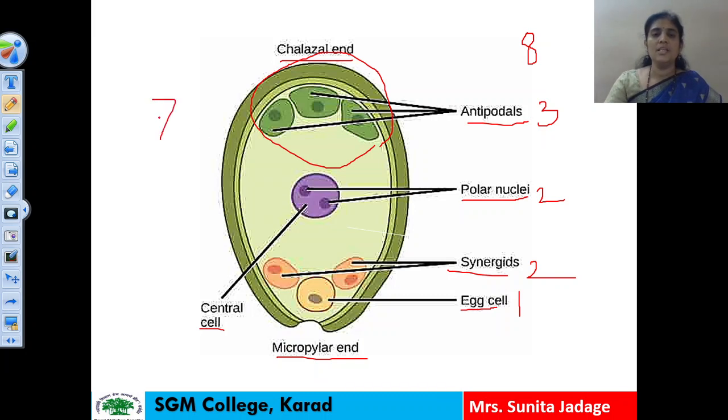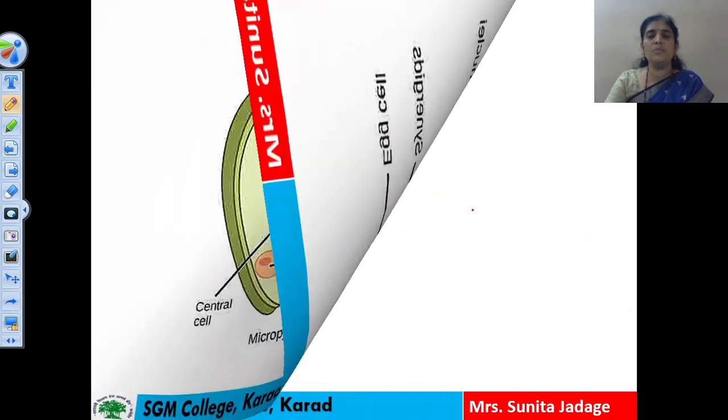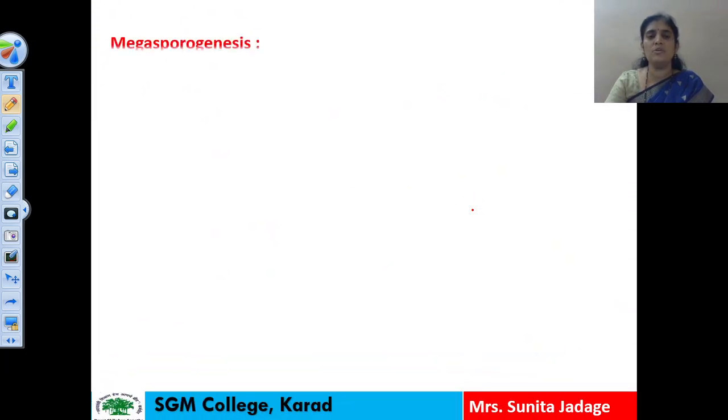So 7 cells are there and 8 nuclei are there, and therefore such type of embryo sac is called a 7 celled 8 nucleated embryo sac. Out of that, the chalazal end is showing 3 antipodal cells, the micropylar end is showing a 3 celled egg apparatus and the central cell is showing 2 polar nuclei. So this is all about the structure of the female gametophyte or embryo sac.